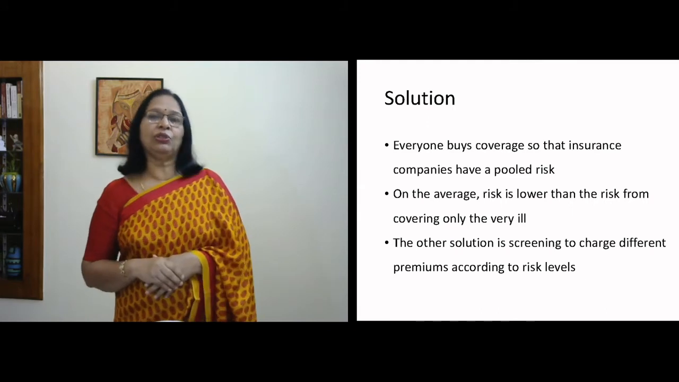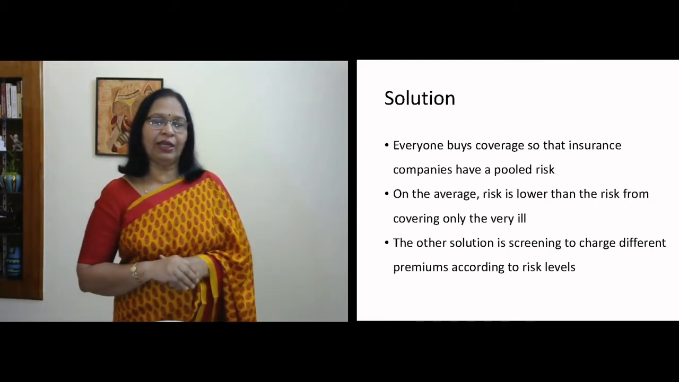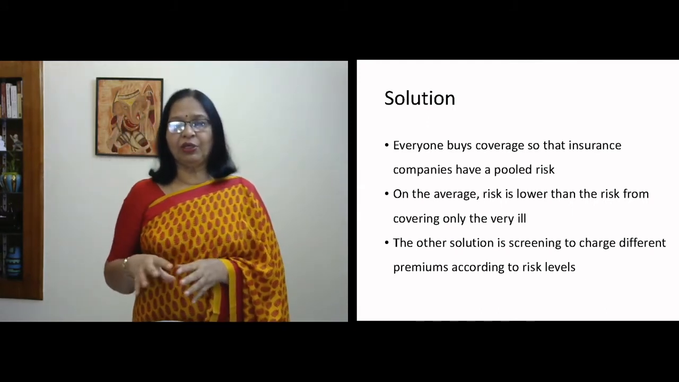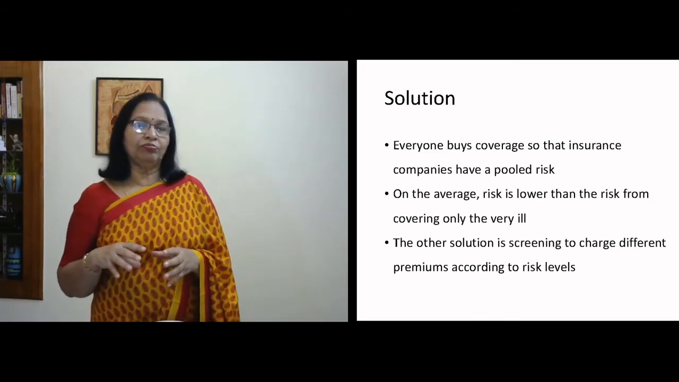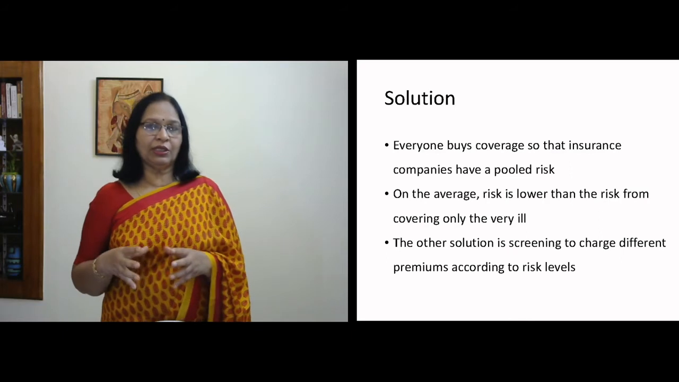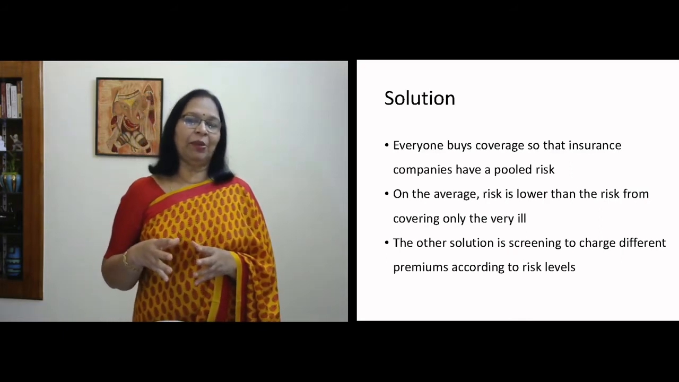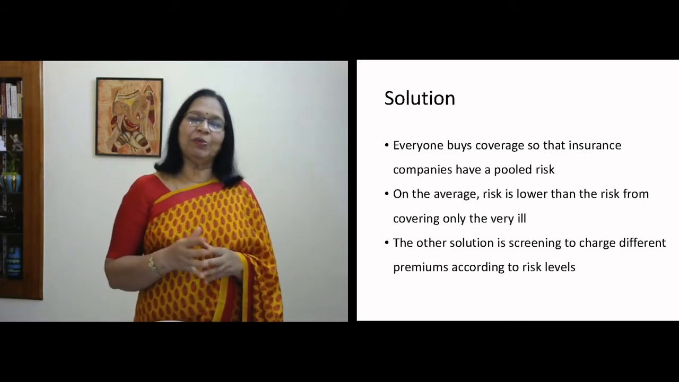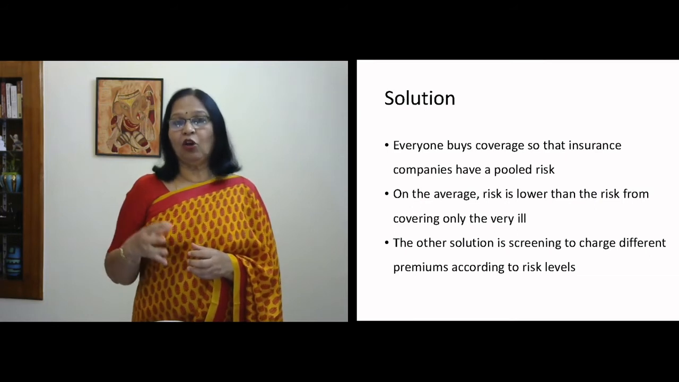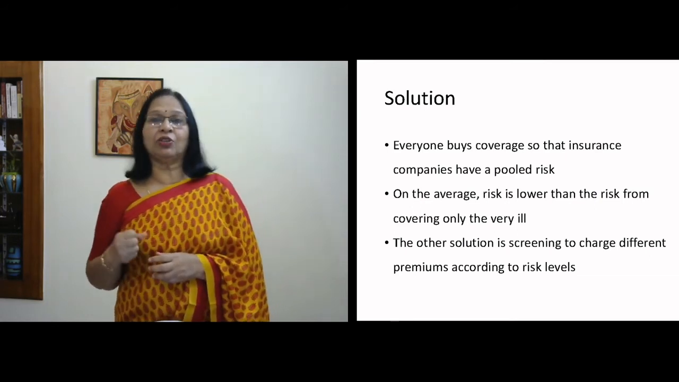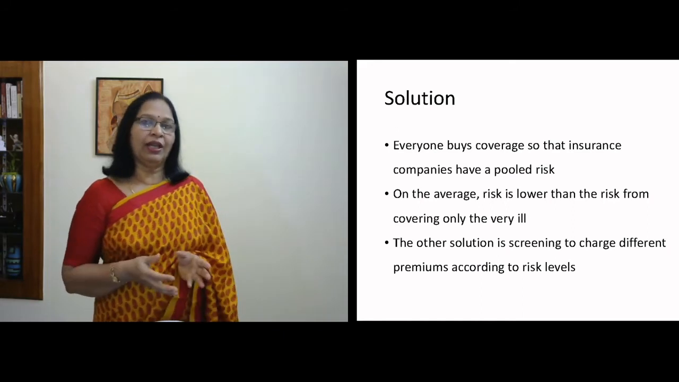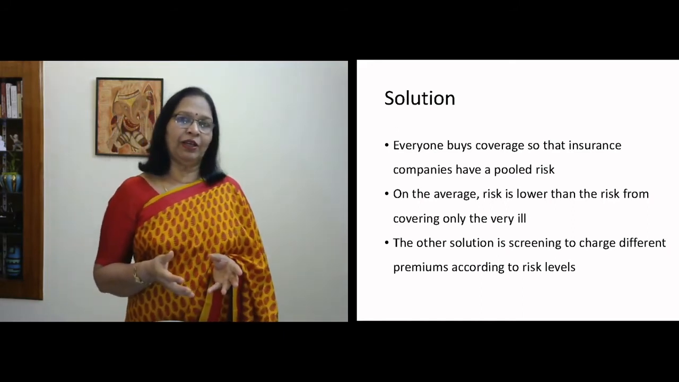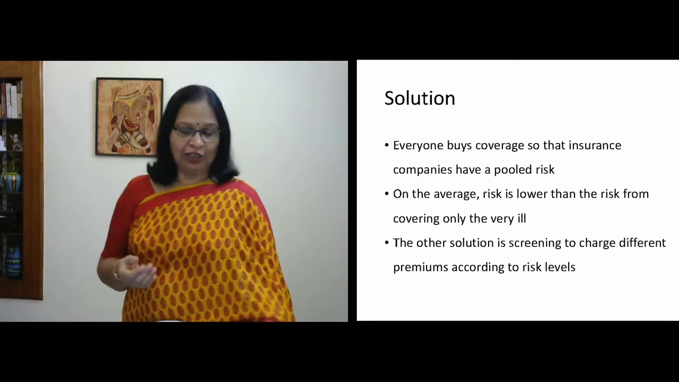The other solution that insurance companies find is to charge different premiums according to the risk level. So they try to know the risk levels of individuals and thereby charge different premiums for different people. But then the cost of collecting this information is also quite expensive, and still there are many who would get in without paying the appropriate premium they should have been paying.